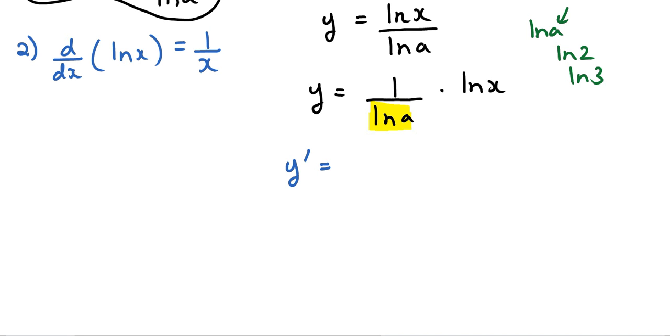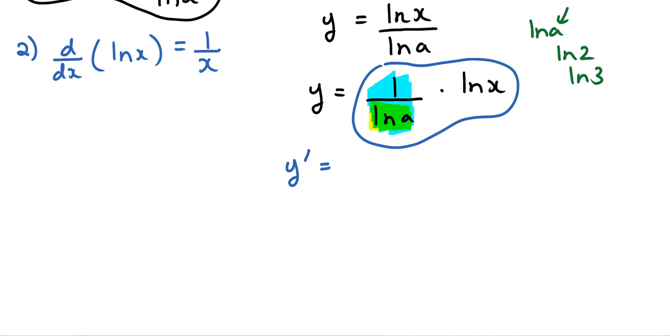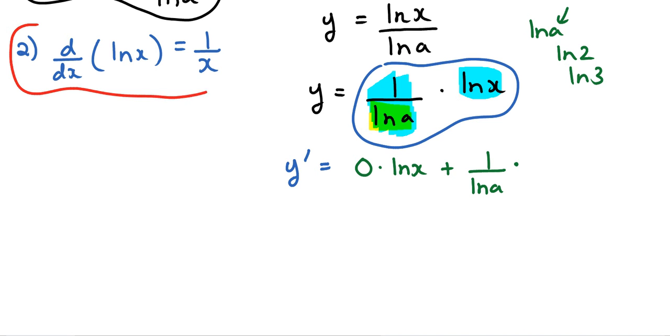Now, this whole expression right here that I'm circling in blue, if you want to take the derivative of that, it's the same thing as applying the product rule. So let's go ahead and apply the product rule here. What is the derivative of this expression in blue? Well, that's just a constant, so the derivative of a constant is 0 times the other part, ln x, plus 1 over ln a times, and what is the derivative of ln x? Well, the derivative of ln x using statement number 2 over here is going to be 1 over x.